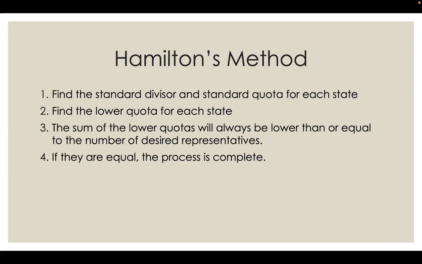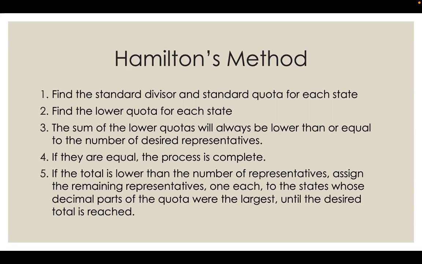But the best part of Hamilton's method is if the total is lower than the number of representatives, you just assign the remaining representatives, one each, to the states whose decimal parts of the quota were the largest until the desired total is reached. This means there's no finding a modified divisor or doing the process again. You simply award the extra representatives where it makes the most sense.